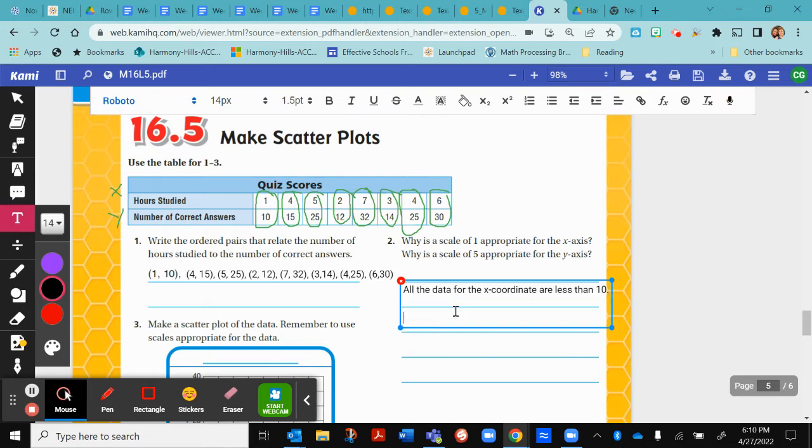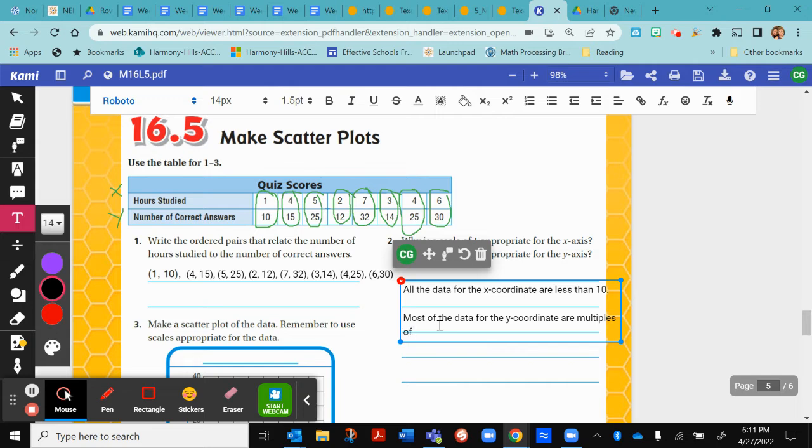Why is a scale of 5 appropriate for the y-axis? Okay, well, look how it's counted. You have the 10, 15, there's a 25. The in between is a 12 and 32, and the 14, you can easily get that, and then a 25 and 30. So here, most of the data for the y coordinate are multiples of 5.